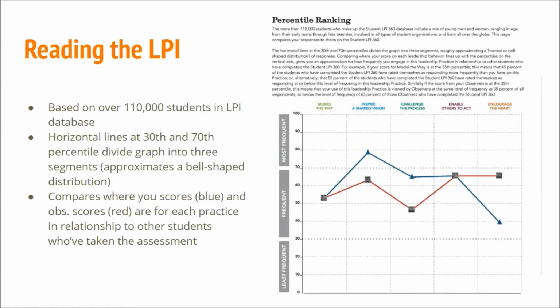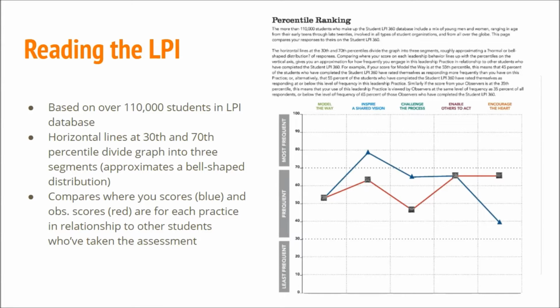The last page of your results includes a percentile ranking like this. This is really the same data we've been looking at. It's just in comparison to the 100,000 plus students who have also taken the LPI. The blue line shows where your responses put you, and the red line shows where your observers are seeing you. The difference here and the other data that we've looked at is that these responses in this form are compared to other students who have taken the LPI.